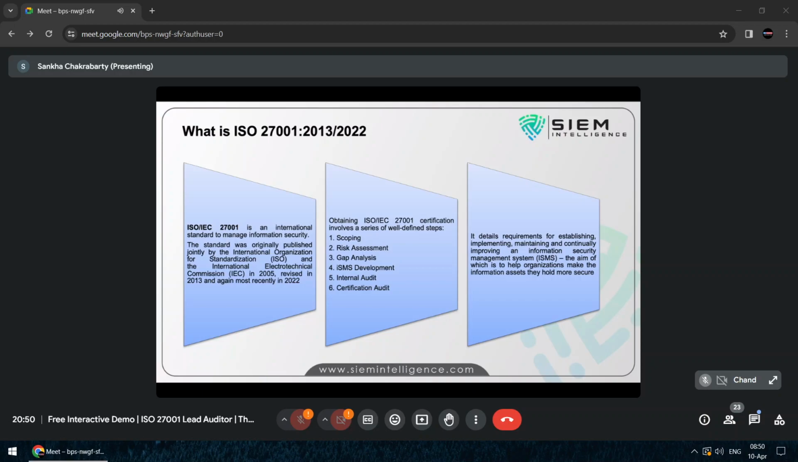ISO details the requirements for establishing, implementing, maintaining and developing an information security management system, which I already told you. ISO comes up with this concept of ISMS, which is nothing but Information Security Management System. The aim is to help the organization make sure that the information assets they hold are more secure.